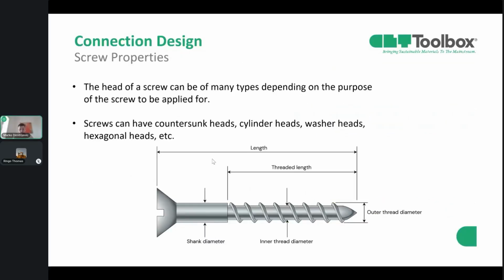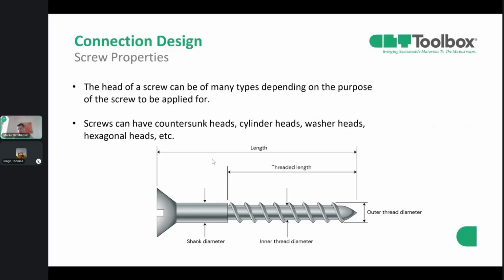Going further, we can talk high level on the screw properties. So the head of the screw can be many types depending on the purpose of the screw to be applied for. Screws can have countersunk heads, cylindrical heads, washer heads, hexagonal heads, and some of the more specific to each producer.